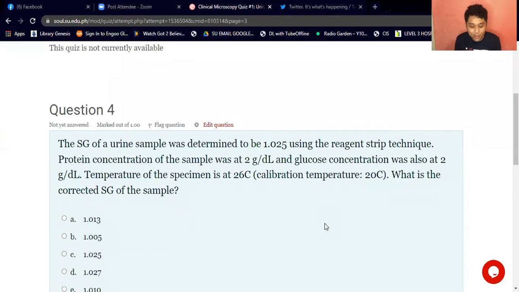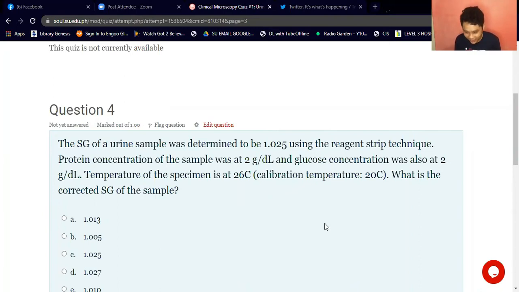1.005. 1.025. What's my final answer na to? 1.025. Okay. Sige. So the 1.025, correct, sir. Okay. Alright. So ano mang 1.025? Reagent strip technique. Very good. Take note of that. Reagent strip technique for SG doesn't need any correction.